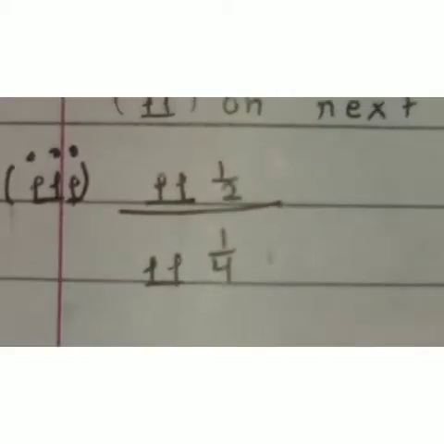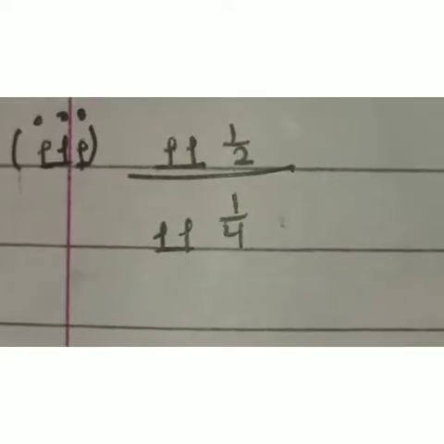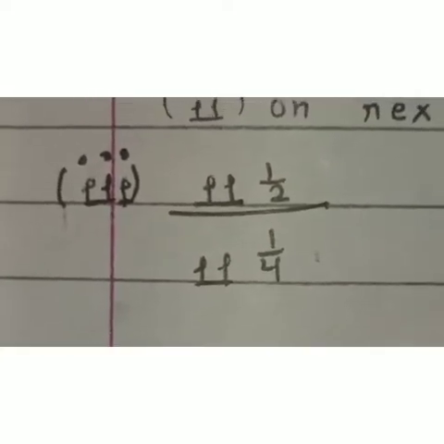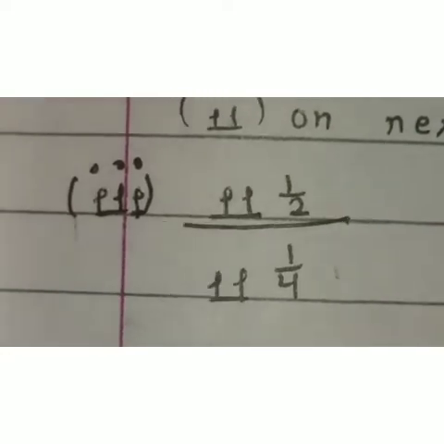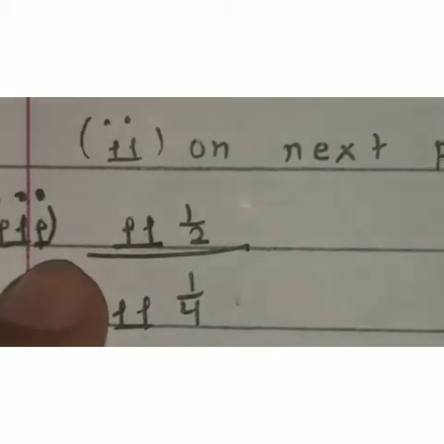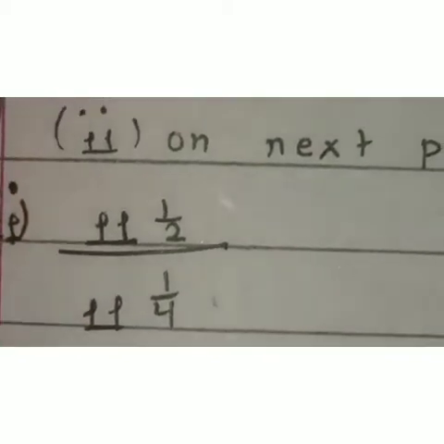This is our third part. 11 to the power 1 upon 2 upon 11 to the power 1 upon 4. Now let's solve it. First of all, we have to write the same statement, that when the bases are same and in division, the powers are subtracted.